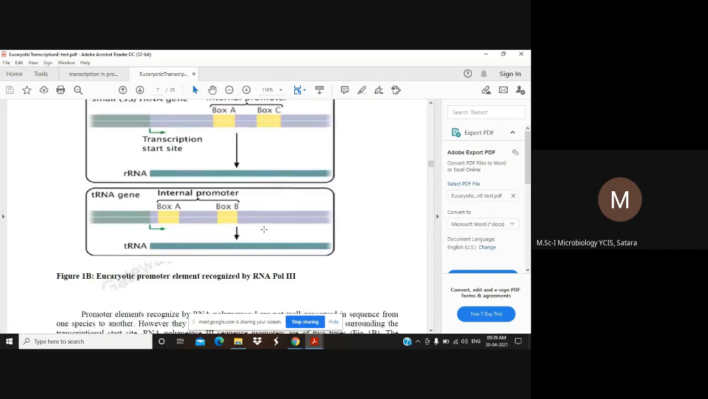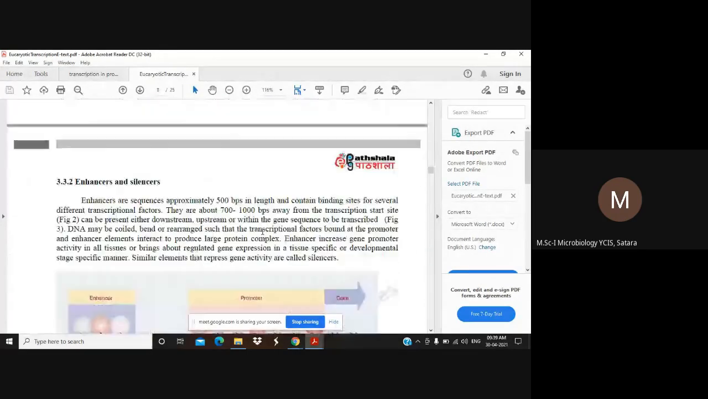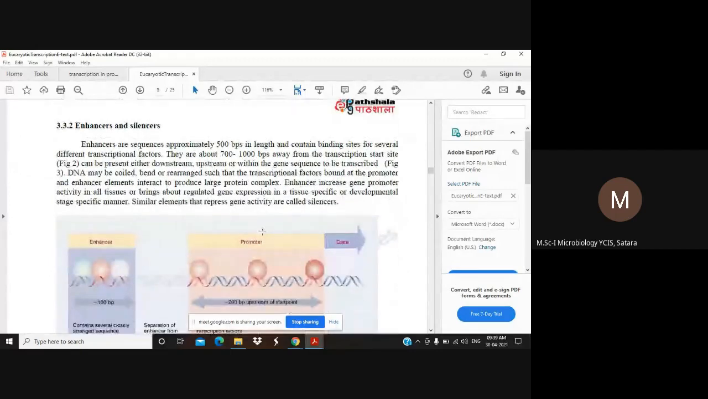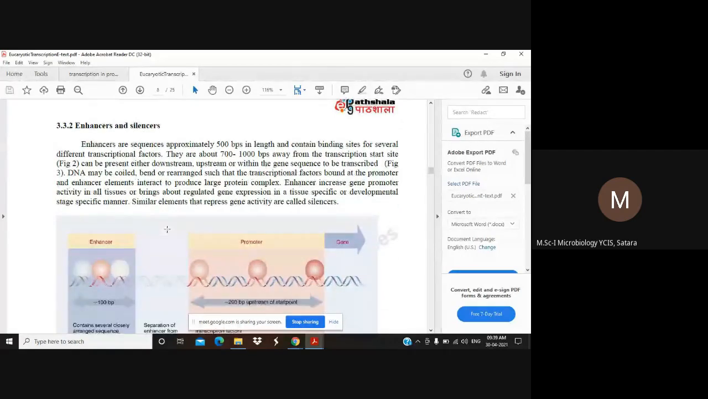And this is the promoter recognized by RNA polymerase 3. Then for the regulation of transcription, there are enhancers and silencers. So what are the enhancers and silencers?